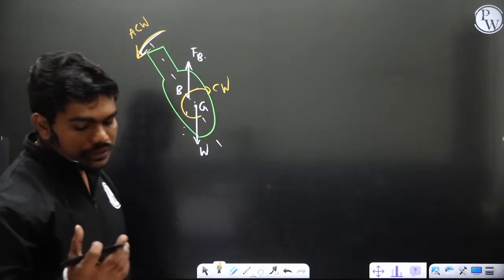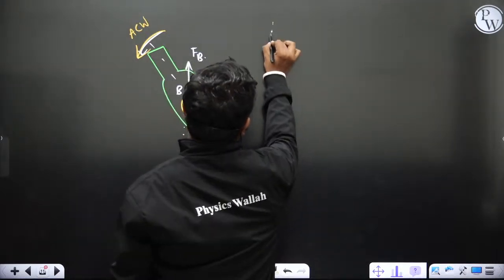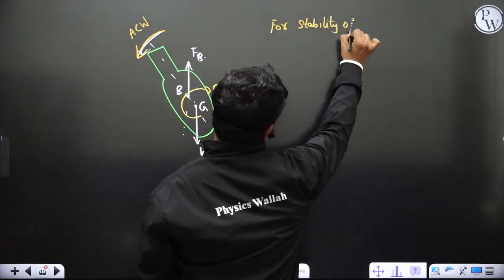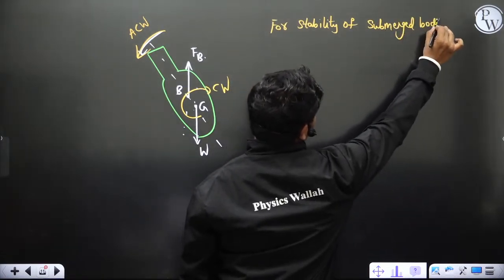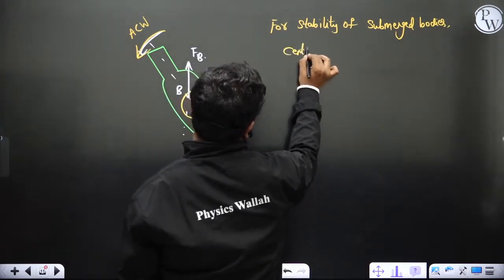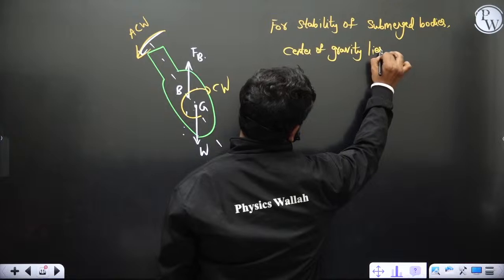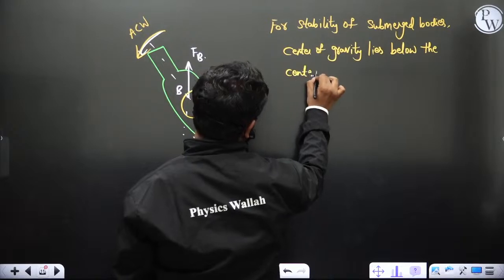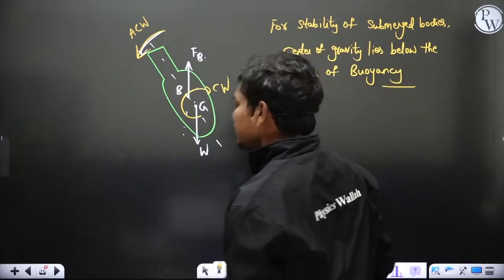Okay, so basically for stability of submerged bodies, definitely the center of gravity should lie below the center of buoyancy. Okay, so it should lie below the center of buoyancy.